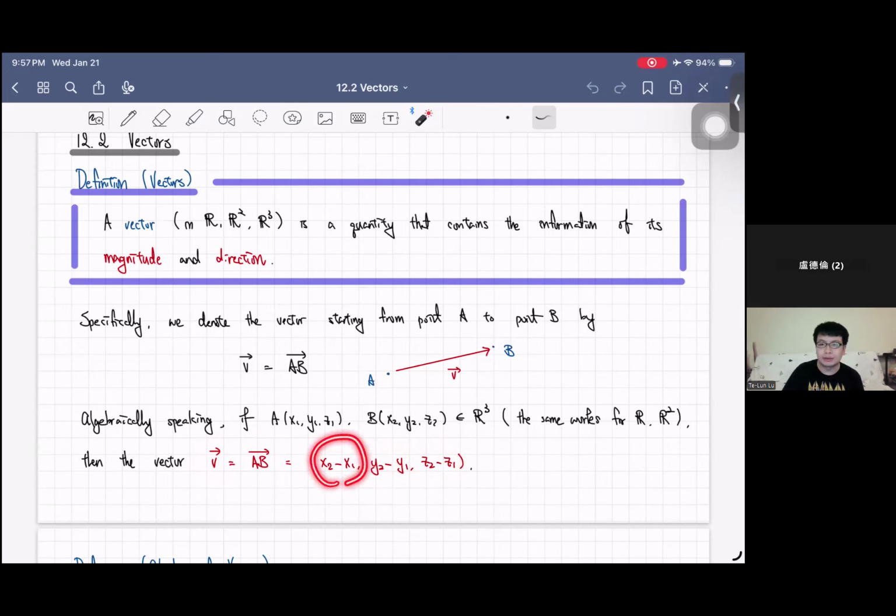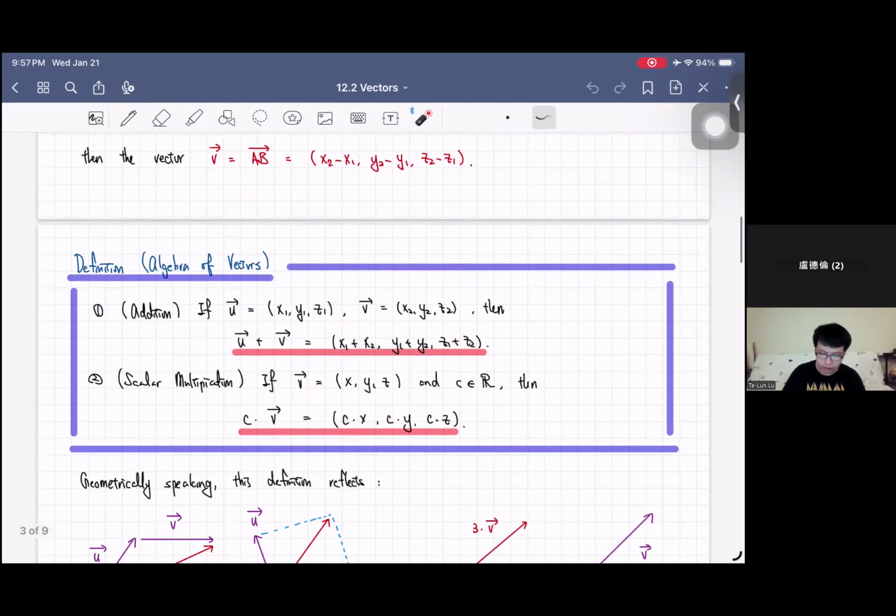This is x2 minus x1. So we're subtracting the starting point from the terminal point. It is B minus A, not A minus B, okay? B is the terminal point and A is the starting point. We subtract the starting point from the terminal point. So then we get a direction from the starting point to the terminal point, okay? So that's the definition of vectors.